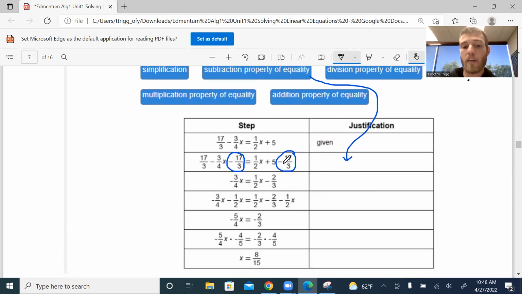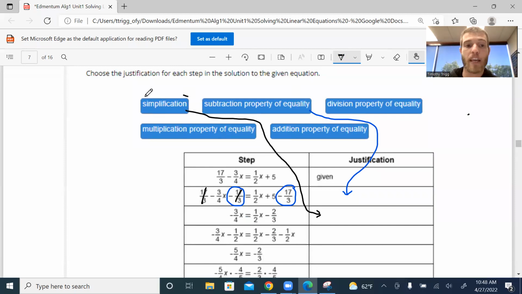Next, they simplified, or in other words, combined like terms. They use the term simplify. That's a correct way of also saying it. But essentially, they're just combining this 5 and negative 17/3. And they're combining this 17/3 with this negative 17/3. Those cancel, right? So that's why you don't see this 17/3 on the next step. So that's just simplification. We're going to be using this simplification one probably at least another time.